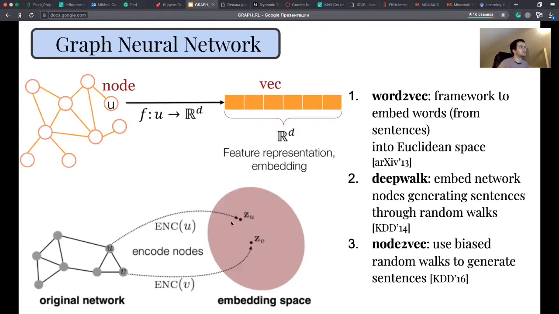A few words about graph neural networks. Graph neural networks allow us to represent nodes and edges of graphs in embedding space. As in the word-to-vec approach, we want to represent similar words closer to each other in embedding space. In graph neural networks, we make the assumption that nodes which are closer to each other and play similar roles in graphs will be close to each other in embedding space.